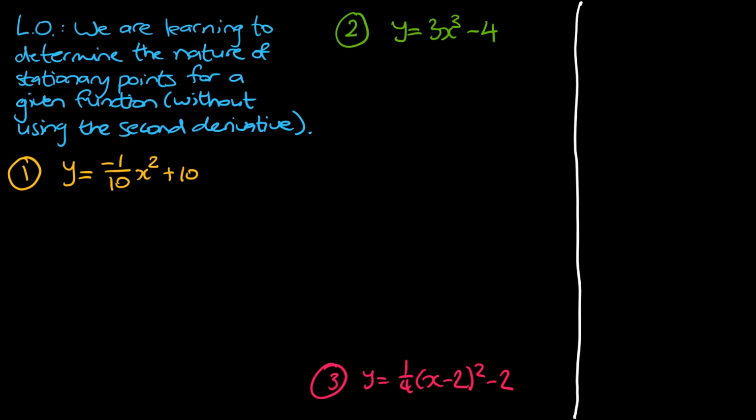Today's learning objective is in blue. We are learning to determine the nature of stationary points for a given function, and emphasis added, we are not going to be using the second derivative method. So how can we do that without the second derivative?